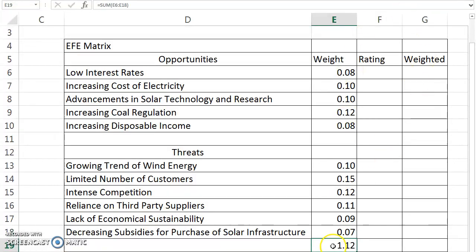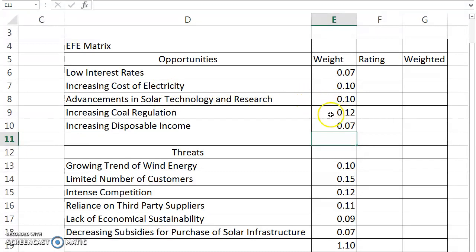When I look at my total, I see that we're at 1.12. I need to see this be at 1.0. So now I'm just going to go through and ratchet down a little bit. I see that I have low interest rates at 0.8 and increasing disposable income at 0.8. Maybe I'm just going to make those 0.7. And since I ratcheted those down, I see that I'm now at 1.10. I'm just going to do some reevaluation.